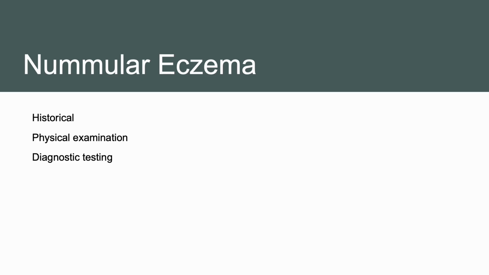Obtain a history of the onset and duration of lesions, history of similar episodes or atopic conditions such as asthma or allergic rhinitis. Exposure to potential irritants or allergens is also important. On exam, inspect the skin for characteristic nummular coin-shaped lesions and assess for signs of secondary infection. Diagnostic testing is often a clinical diagnosis based on appearance and history. Skin biopsy is rarely needed to confirm the diagnosis.